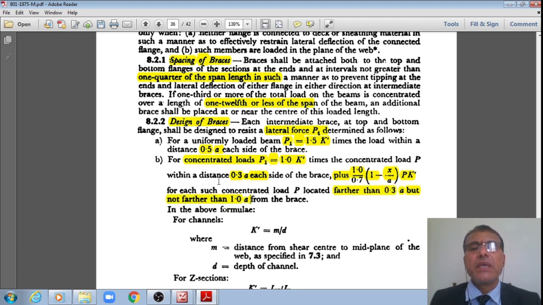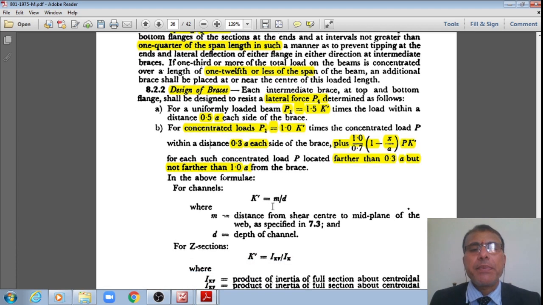Whereas the first one is, if it is located at a distance of 0.3 A, then P1 is equal to 1 multiplied by K prime. If it is more than 0.3 A and less than A, then it is 1 divided by 0.7 multiplied by 1 minus x by A, P K prime.